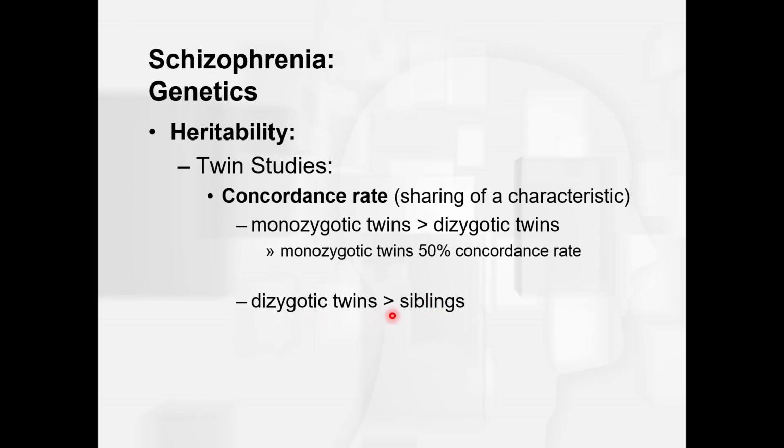But wait, they both share about 50% genetic similarity. So what's the difference between dizygotic twins or fraternal twins and regular siblings? Regular siblings are born at different times. They have different in utero environments. Dizygotic twins share that in utero environment. So this suggests that while genes might be important, there also could be some sort of pre- or postnatal environmental effect that's increasing that risk.